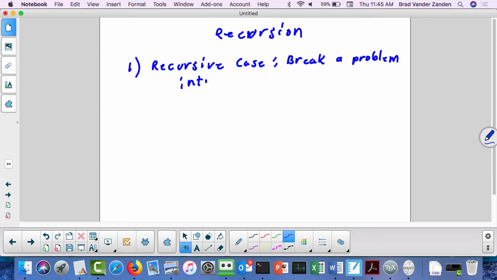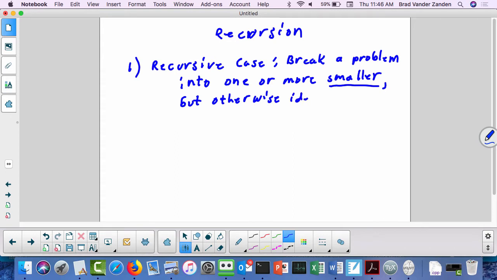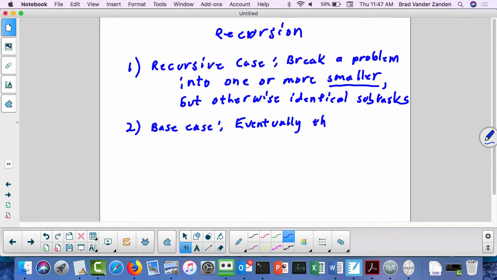Then you have the base case, what we call the base case, where eventually the subtask is small enough that you can solve it without further subdivision. And step three is you combine the results of the subtasks to get the result.